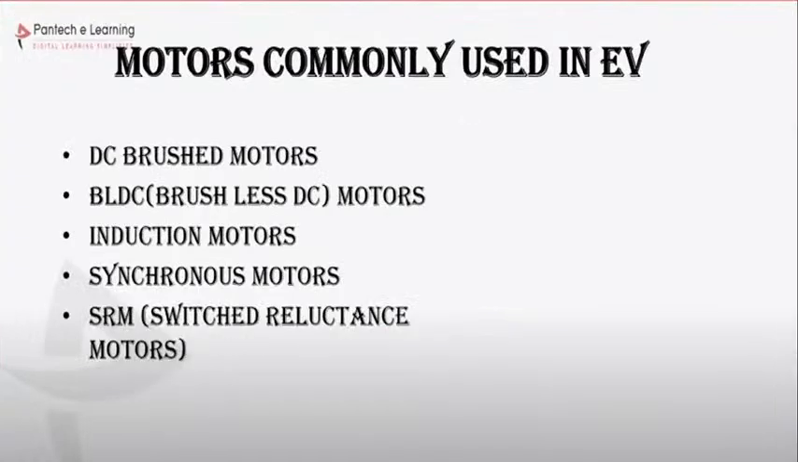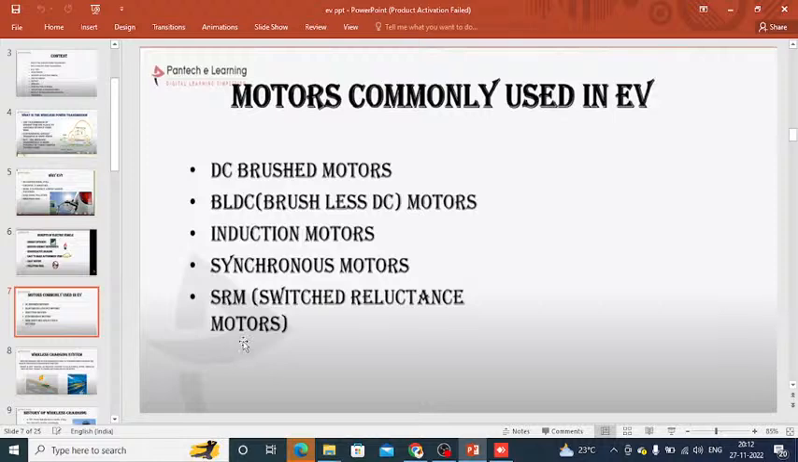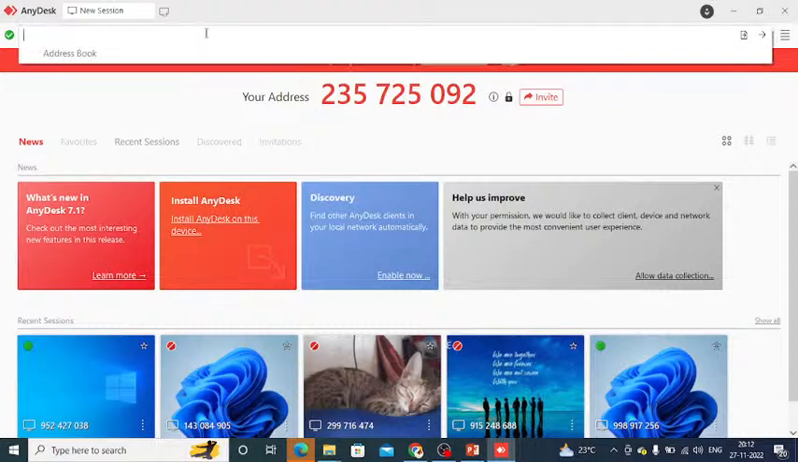What are the motors commonly used in EV? The motors commonly used in EV are DC brushed motor and BLDC motor. BLDC motor is nothing but brushless DC motor. And so on, induction motor also, and synchronous motor. SRM motor is nothing but switch reluctance motor. We will see the major advantages of EV.